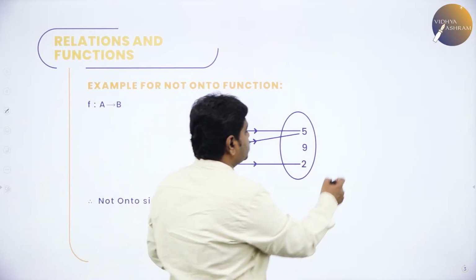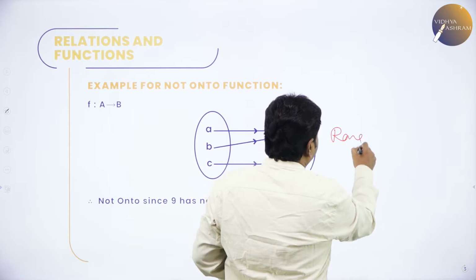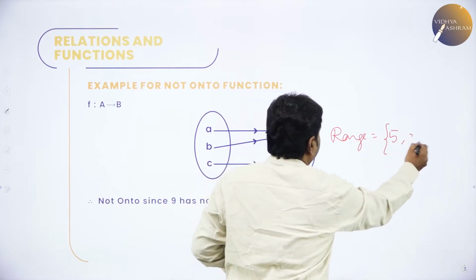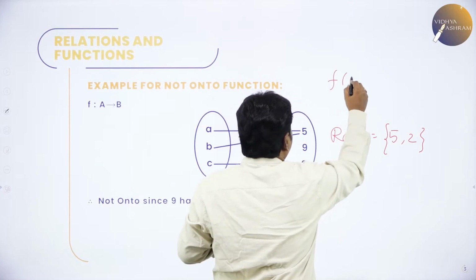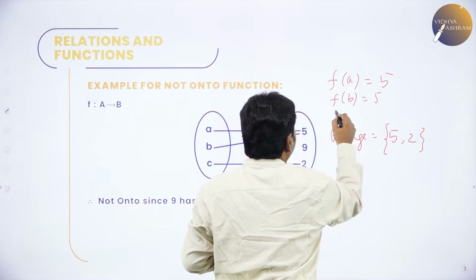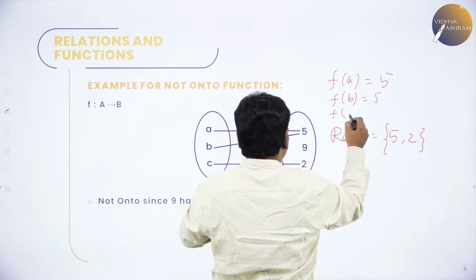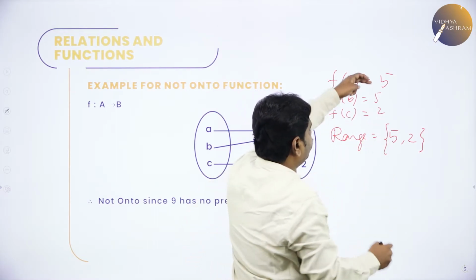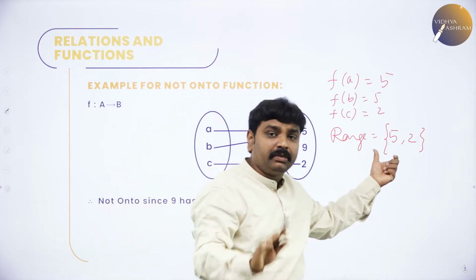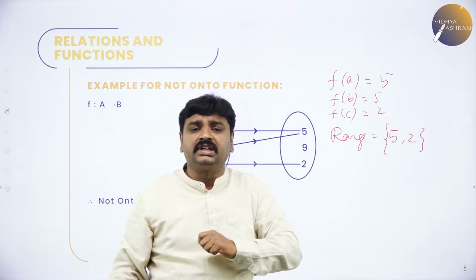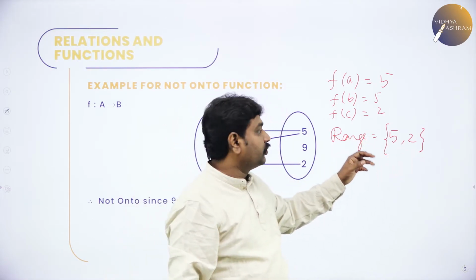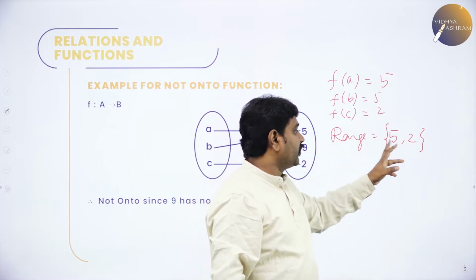Here, what is range? Range means the set of images. Now, 5 acts as image, 2 acts as image, because f of A is 5, f of B is 5 and f of C is 2. So the images are 5 5 2. Range is the set of images. In a set, elements should not repeat. What is the definition of a set? In set theory you have studied, a set means a collection of well-defined distinct objects. So 5 2, 5 should not be repeated.